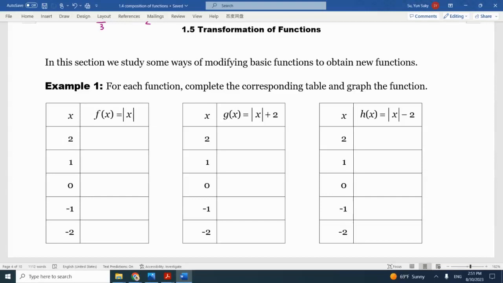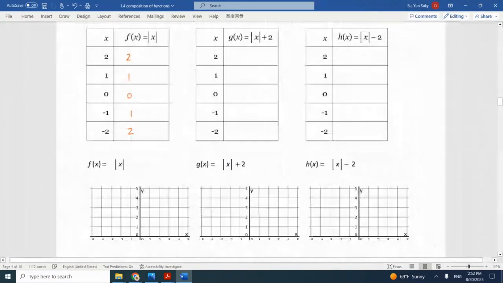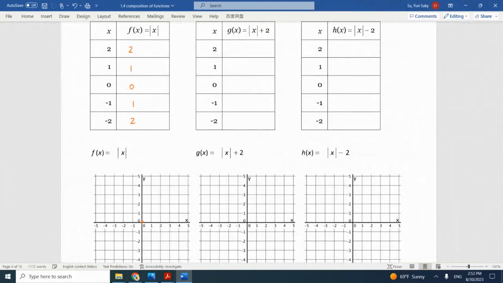Interesting. All right. So, absolute value of x. What does it look like? This, right? Yes. Absolute value of x. Okay, absolute value of 2 is what? 2. Absolute value of 1, 0, negative 1, negative 2. Perfect. So let's plot those points. 0, 1, 2, 1, 2.